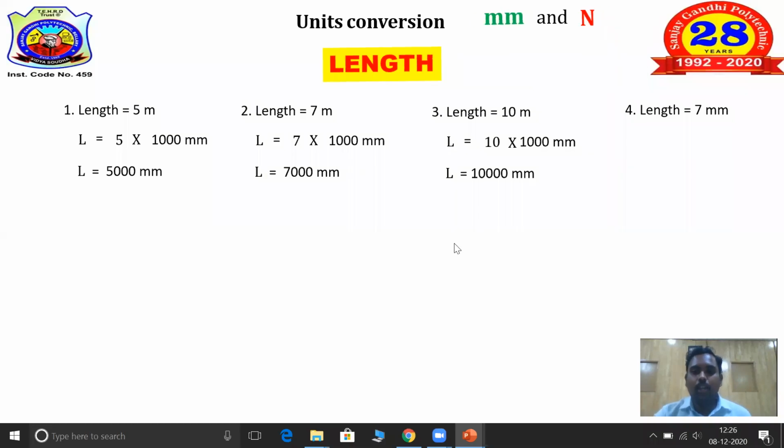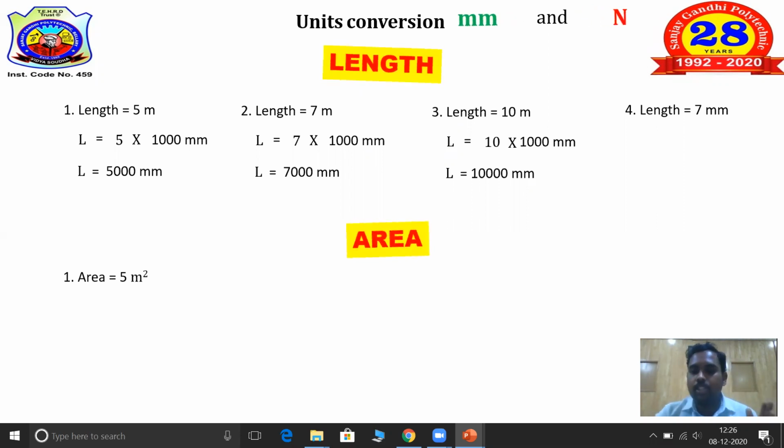Okay, friends. Now let's deal with another conversion, that is area, another parameter. So let's take an example. Area is equal to 5 meters square. Students, the units are in meter square, but I require mm square. So there is a need of a conversion.